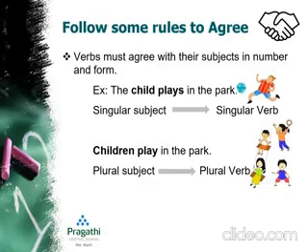Similarly, children are many, right? Plural form of child. Children play in the park. Plural subject, so plural verb. We cannot say children is playing in the park. Thus, we see that the verb, singular or plural, takes the same number as its subject. Number is nothing but your is or are, plays or play. Clear?